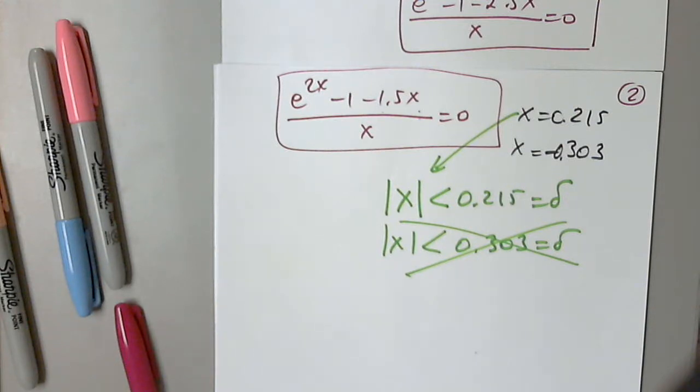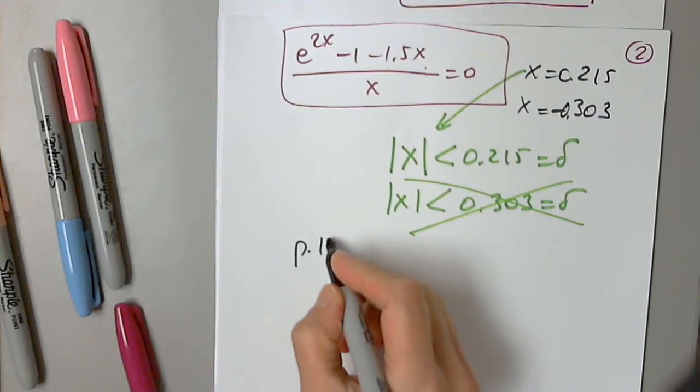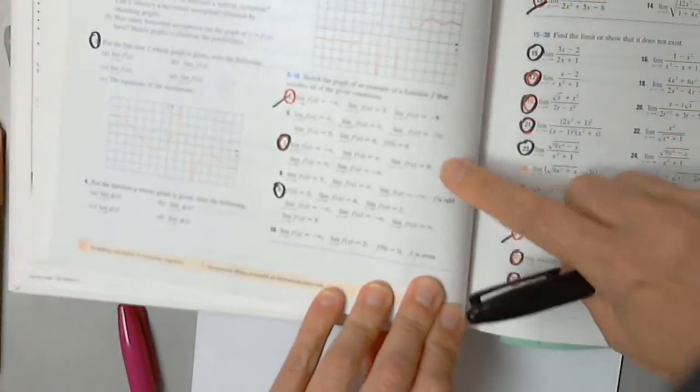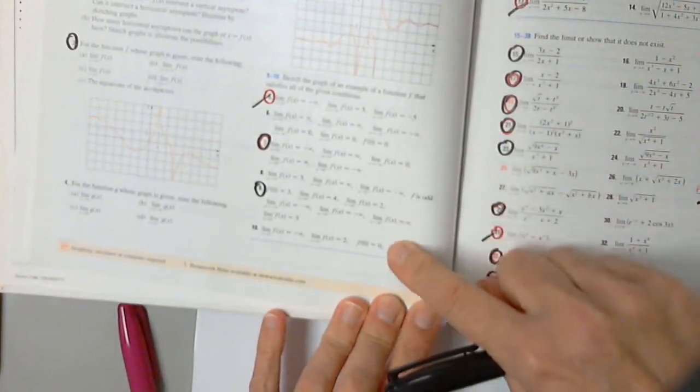Okay, we're back to page 141. I would like us to choose a problem in which we show our understanding of these functions. So I'd like to choose any problem you like from here in which we are given conditions and we're asked to come up with an example of a function.